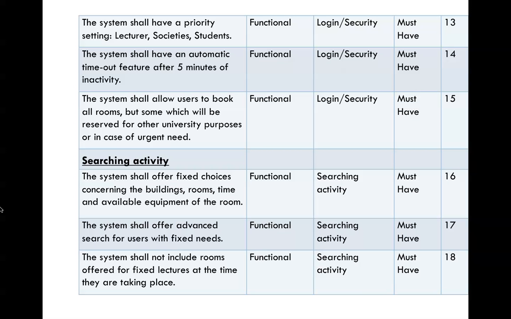We collected 48 basic requirements, which were categorized on type, activity and priority importance. For example, a must-have priority would be requirement number 17, which defines that our booking system must offer an advanced search option. This shall enable the system to find rooms that will match the user's needs of equipment, such as projectors, whiteboards, and access to the library, etc.